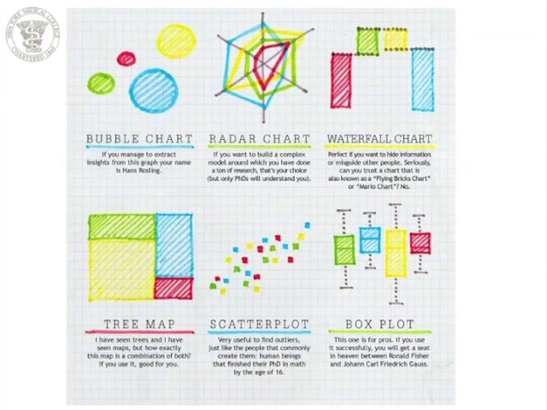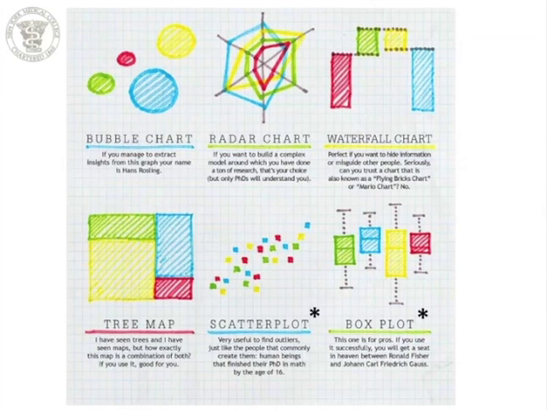Other charts are shown here, the most important of which is the scatter plot. It's very useful to find outliers on this plot, just like the people that commonly create them, human beings that finish their PhD in math by the age of 16. Basically here you plot data on the x and y axis, and it's useful for finding individual data points that fall far from that axis. And those outliers can be due to poor measurement, or they could present very interesting clinical scenarios that require further study.